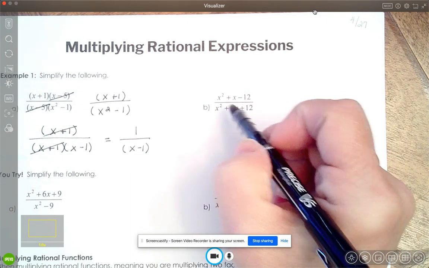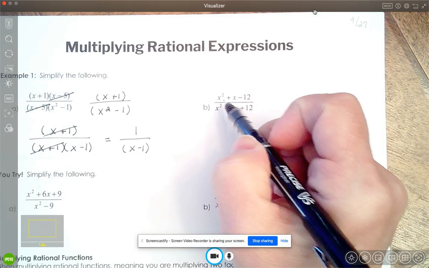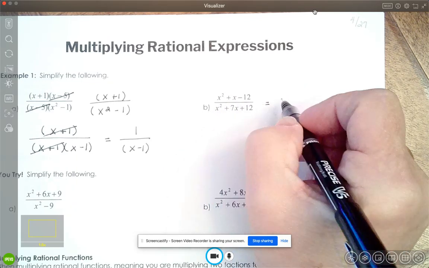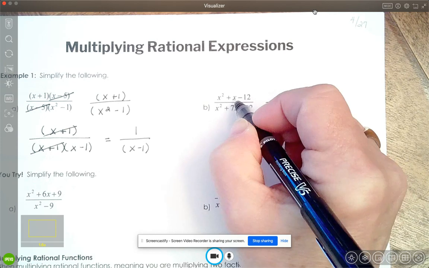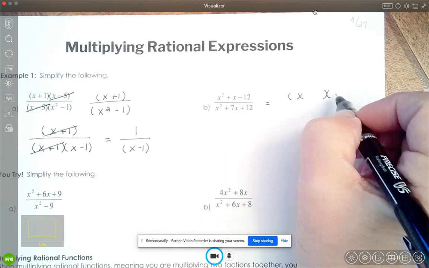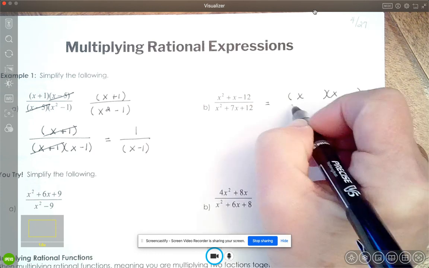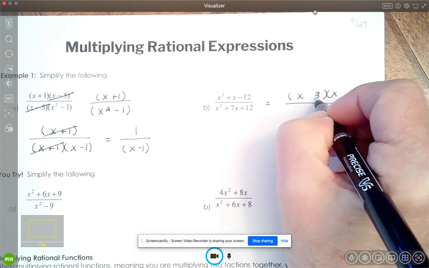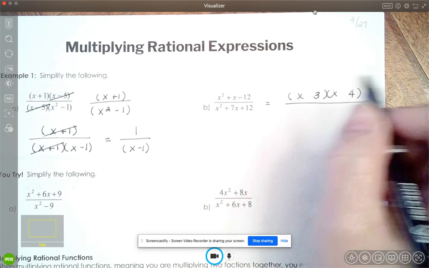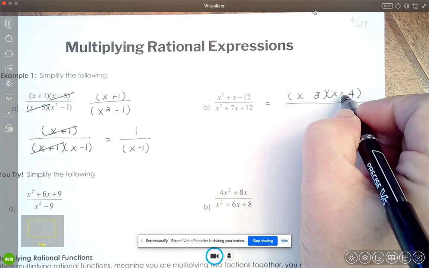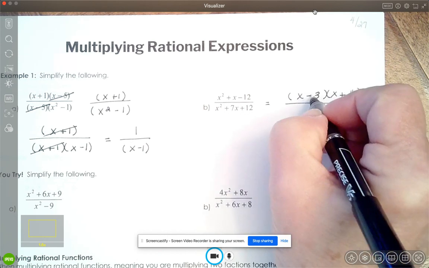I have two quadratics, and if I factor these, x squared plus x minus 12, factors of 12 that will subtract and get me 1, okay, is 4 and 3. So I have a 4 and I have a 3, doesn't matter where they go. This tells me the signs are different. The largest one is going to be positive. So I have x plus 4, x minus 3.